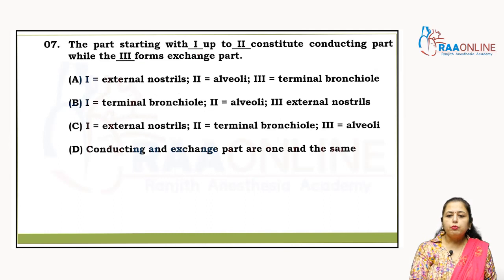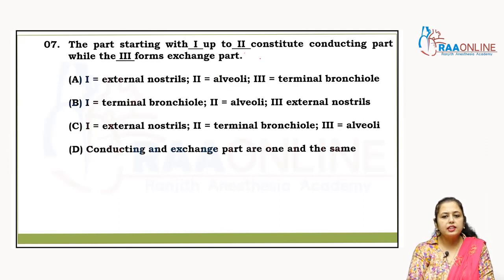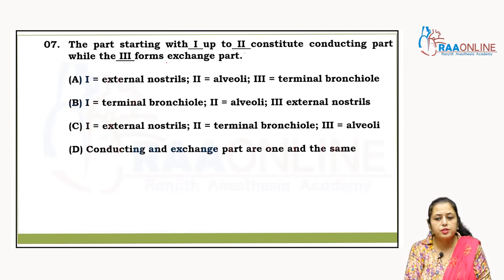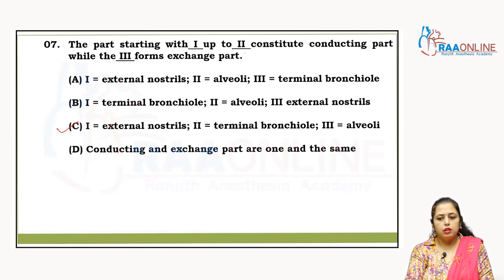The part starting with 1 up to 2 constitutes the conducting part, that is, starting from the external nostrils, right, up to terminal bronchioles. Clear? Up to terminal bronchioles is the conducting part, while the 3 forms the exchange part. This is the line of the NCERT. So its answer is C: external nostrils up to terminal bronchioles constitute the conducting part, while the third line, that is the alveoli, forms the exchange part.